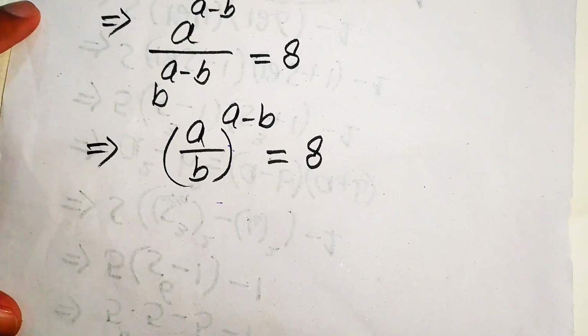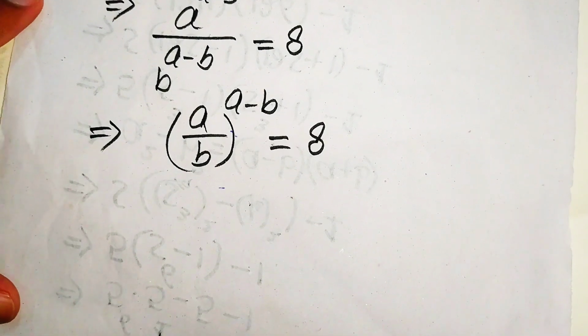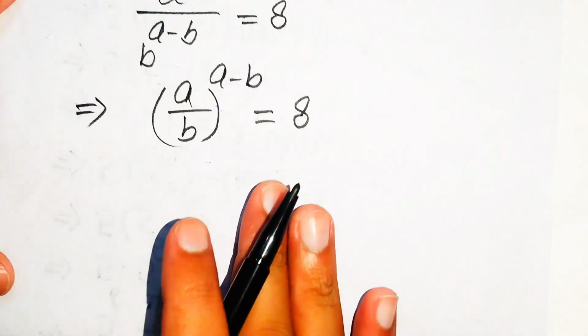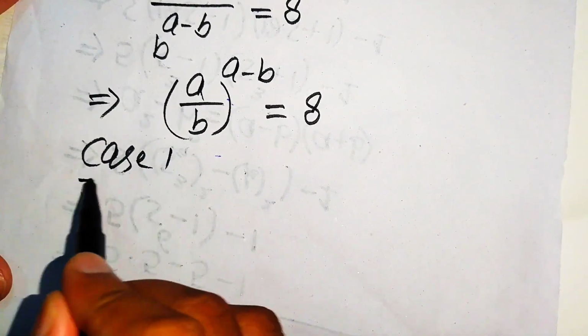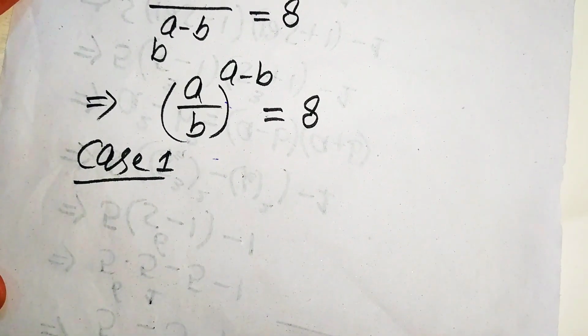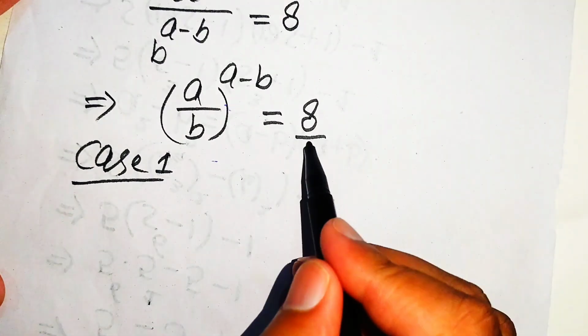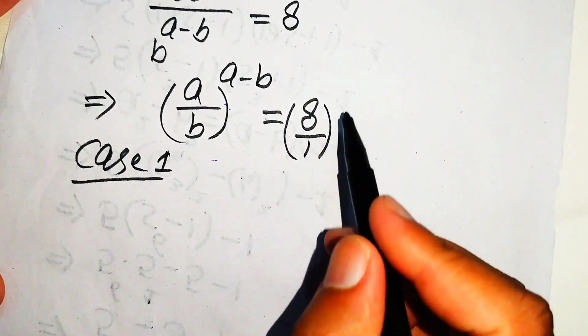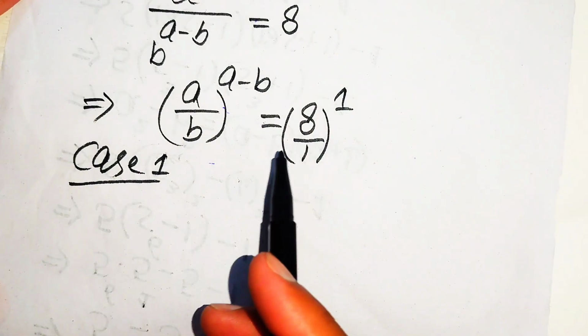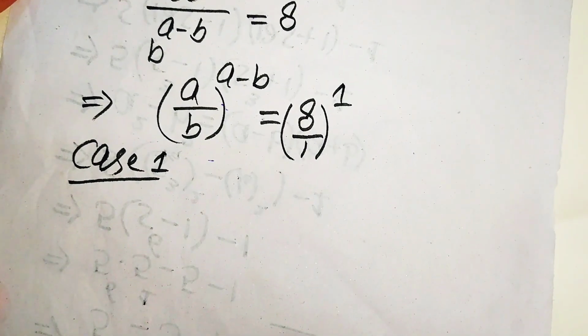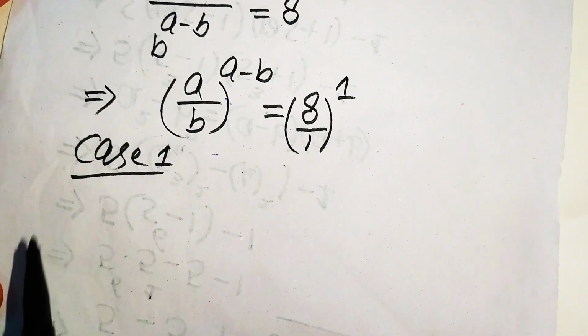Now in the next step, we solve this problem by two cases. Our first case is we compare both of the sides. So you have 8, and we write it as 8 over 1, and its whole exponent is 1. Okay, so we write 8 in this form. And now in the first case, we just compare directly both of these sides.